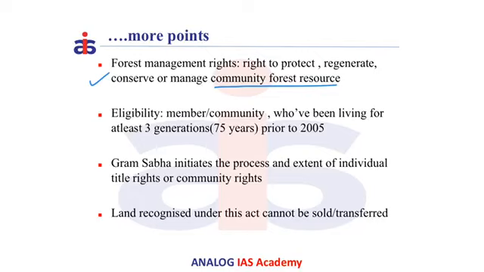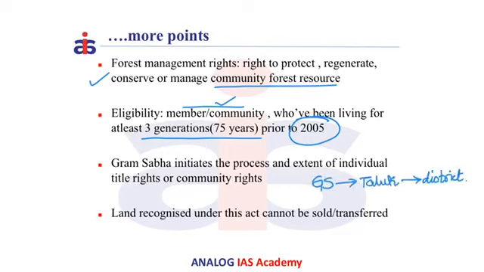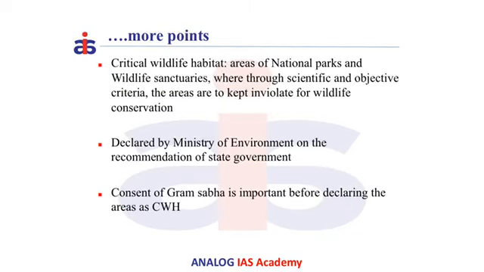The eligibility criteria to get forest rights or title rights for a member or a community is that the family's ancestors should have been living in that area for the past 3 generations, or 75 years prior to the Act, that is the year 2005. The procedure for granting title rights starts with the Gram Sabha, where they initiate an application, and it is screened at the Taluk level committee and then goes to the district level committee, where finally the title rights or the community rights of a group of communities are awarded. If a land or a title right is recognized for a particular family, it cannot be sold or transferred to another person.